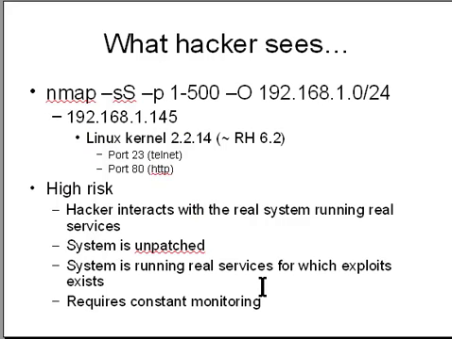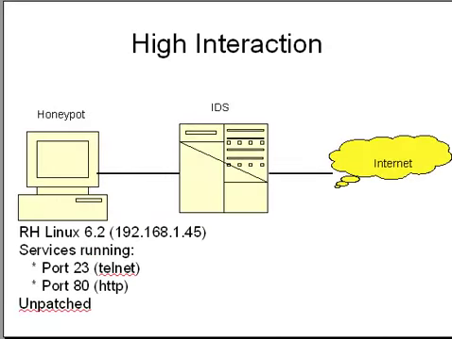And so again, if the attackers ran nmap, the same command, the only thing they're going to see is .45.